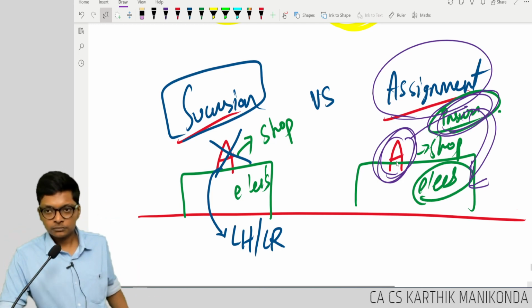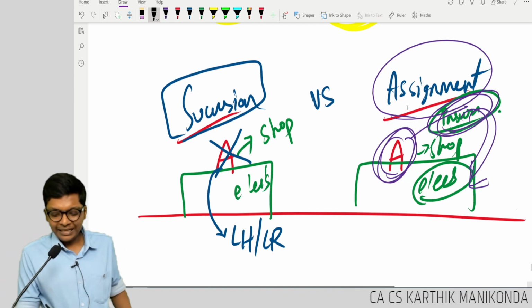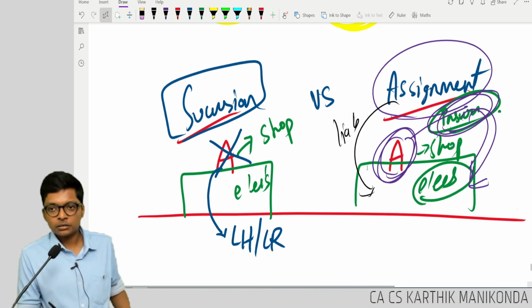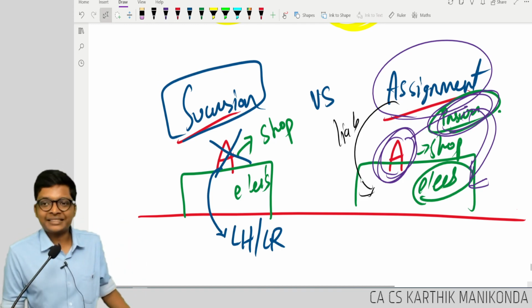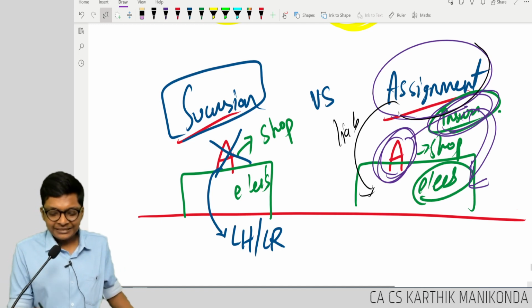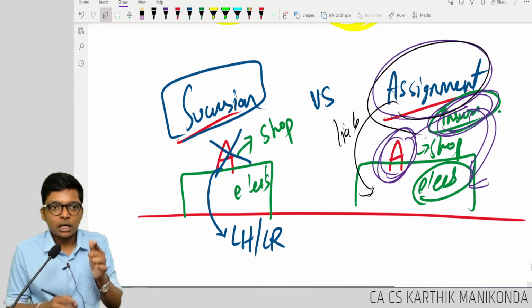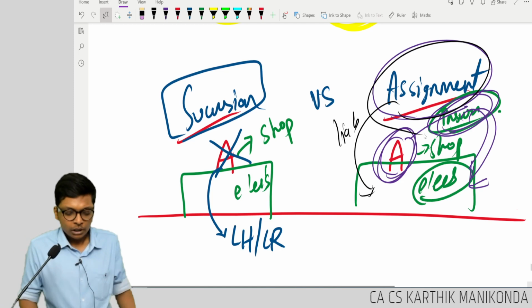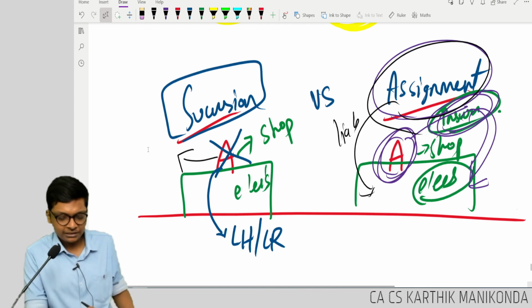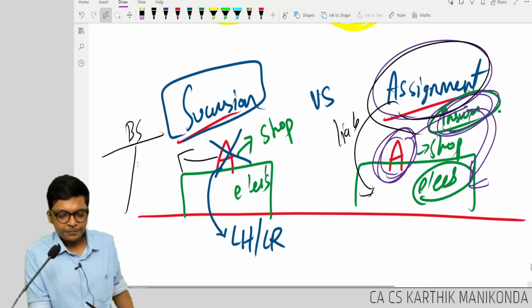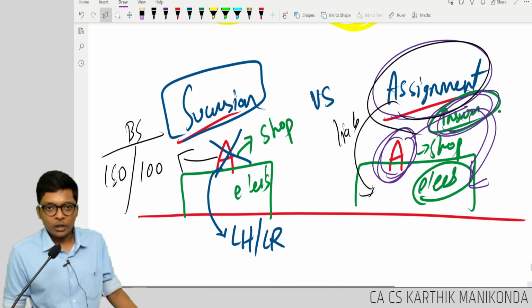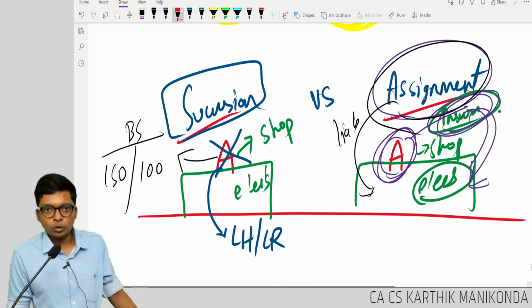Are you following? Now can I assign liabilities? No. You can't assign liabilities. Assignment is only assigning the benefits in the contract. Are you following? Now let's say in this case, A has a balance sheet. A's property, assets is 100, liability is 150. A died. A has a loan of 150.